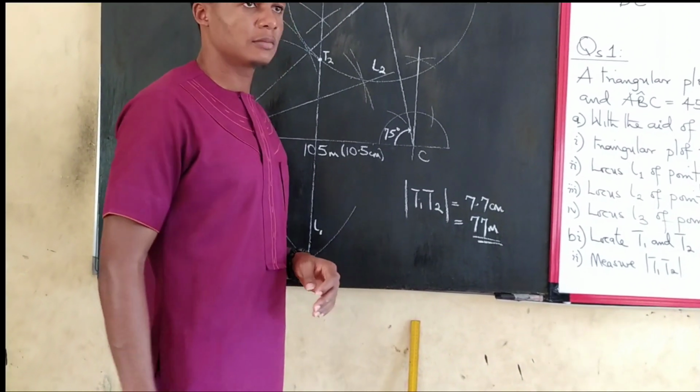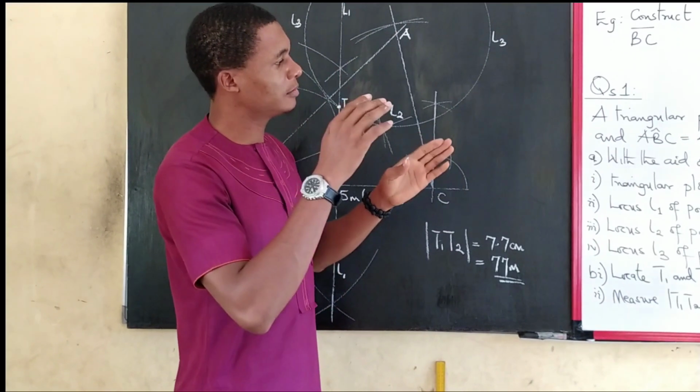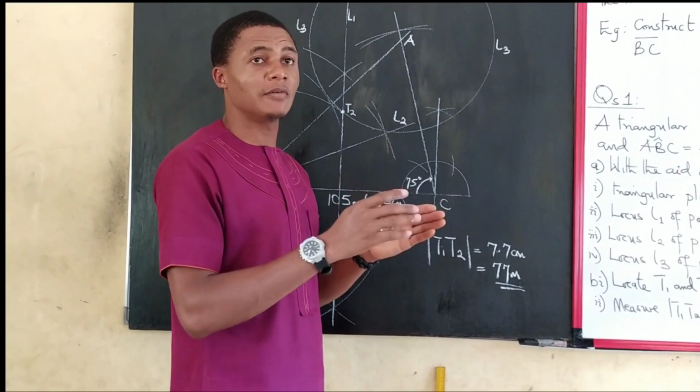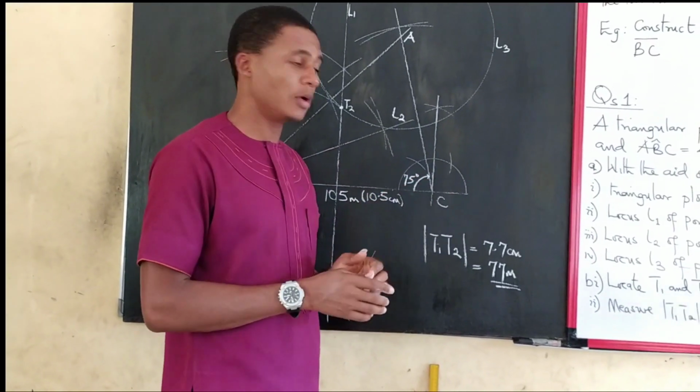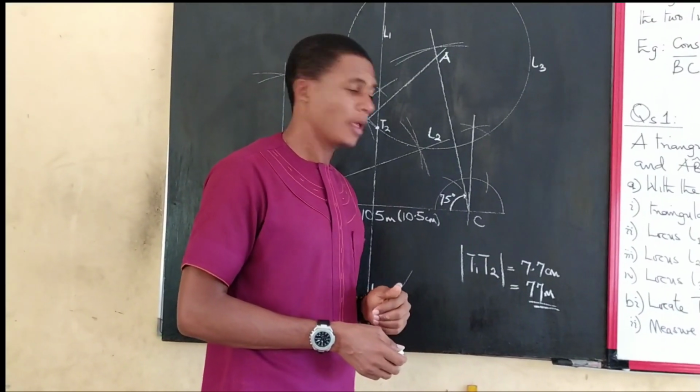Okay, so since 10 meters is equal to 1 cm, what will 7.7 give me? That should be 10 times 7.7, giving me 77 meters. Okay? I hope this is clear.